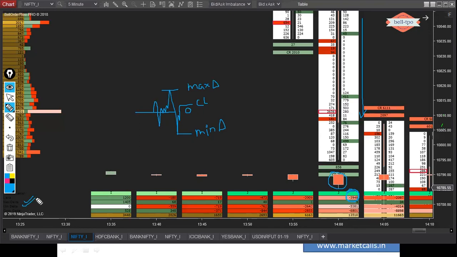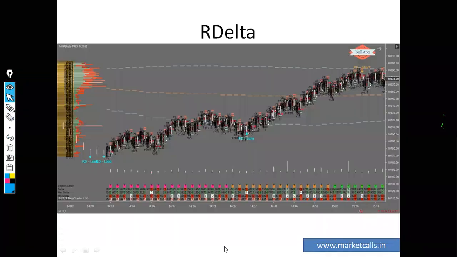Those R delta strategies are specific signals which help you understand where momentum exhaustion is happening, precisely measured based on the delta. If I compress the charts, you can see a couple of RD long signals got generated. Typically, we'll be applying this R delta on range bar charts.